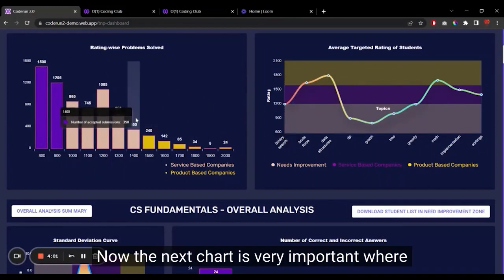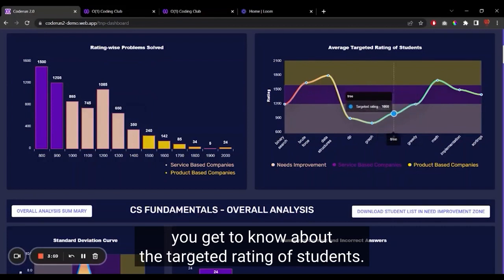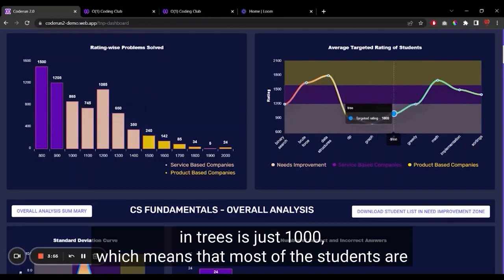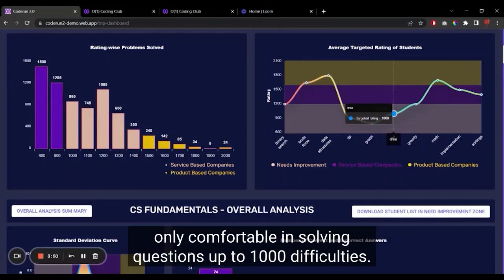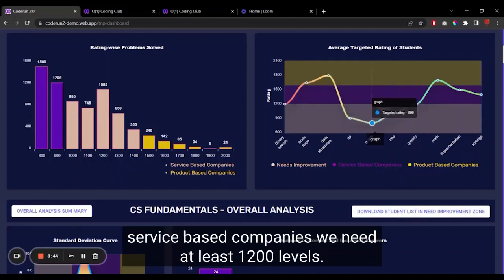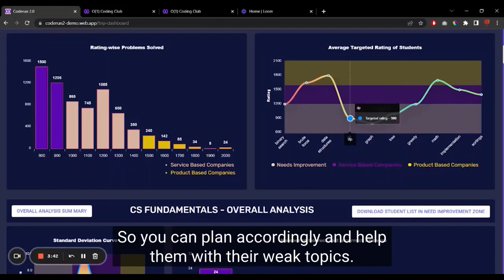Now, the next chart is very important, where you get to know about the targeted rating of students. For example, students' targeted rating in trees is just 1000, which means that most of the students are only comfortable in solving questions up to 1000 difficulty. But as we can see, even for service-based companies, we need at least 1200 level. So you can plan accordingly and help them with their weak topics.